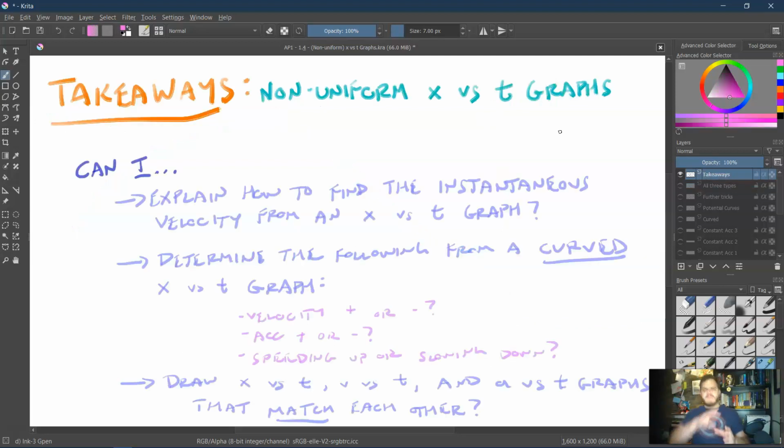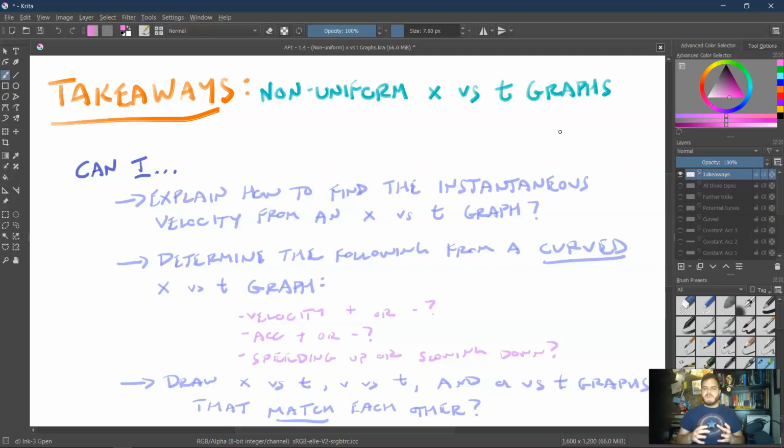So what are our takeaways here for non-uniform position versus time graphs? And this is ultimately the end of our first unit on kinematics and graphical analysis. Well, we want to know, can we explain how to find the instantaneous velocity from an x versus t graph? Remember, you find it from that tangent line, the tangent line being the line that only intersects the graph at one point. We want to be able to determine the following from any curved x versus t graph. Do we know if the velocity is positive or negative? Do we know if the acceleration is positive or negative? And do we know if the object is speeding up or slowing down? Remember, we really want to focus more on the shape a lot of times than specific numbers.